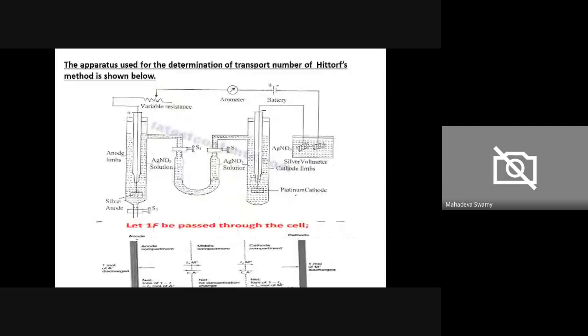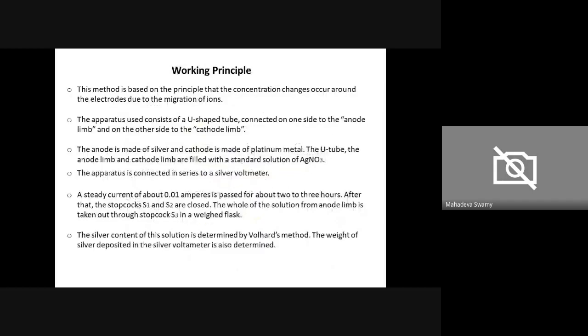Where is that silver voltameter? Here you see the silver voltameter also contains some amount of silver. You go and determine that; that is the Hittorf's method. The silver voltameter is also determined. Next, observation and calculation.